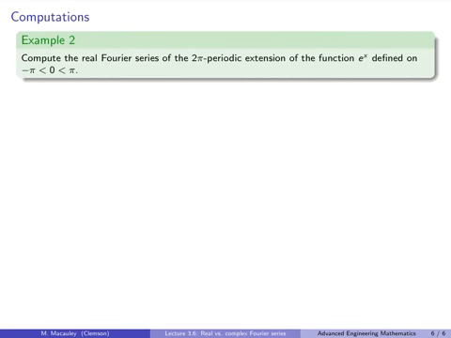Here's that example. Compute the real Fourier series of the 2 pi periodic extension of the function e to the x defined from negative pi to pi. So let me sketch this first. This is an example that we actually did in the previous lecture. So let's say that this is negative pi to pi, and this is 3 pi and negative 3 pi. And this function e to the x, negative pi to pi, looks like that. And then if we make it periodic, extend it, it's going to look like this. So this is f of x.